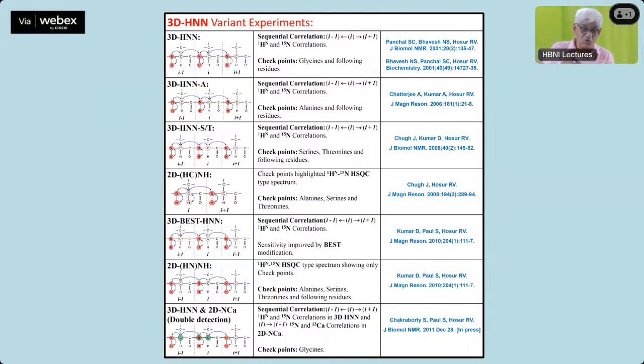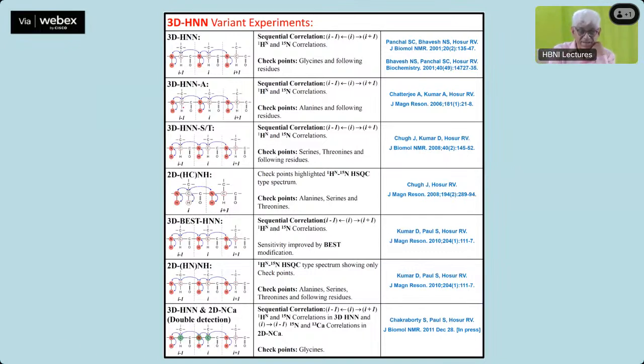Now you see, this is a whole lot of 2D and 3D experiments which I have listed. I will just run through some of these without going into the details, because all the information is present here. What kind of pulse sequence, what kind of transfer pathway, and what is the information that you get in each one of those? And these are of course the references for those papers. Anybody who is interested, we can go through this because the data is there already.